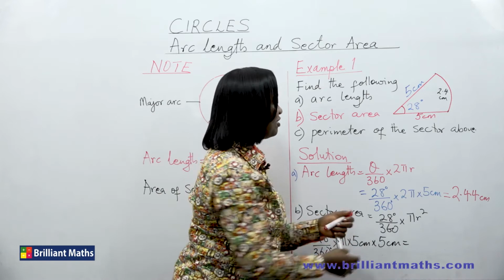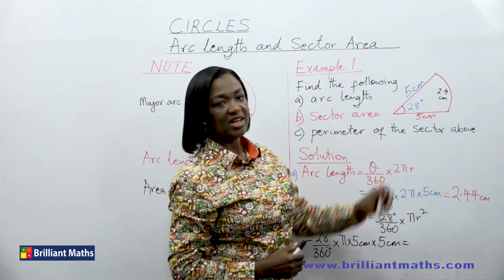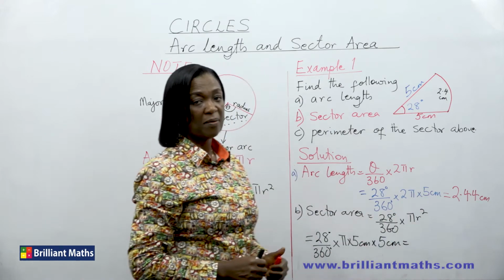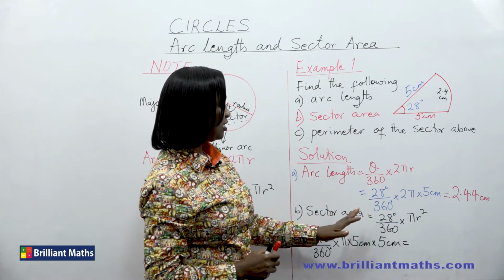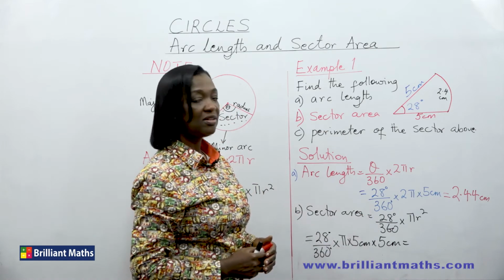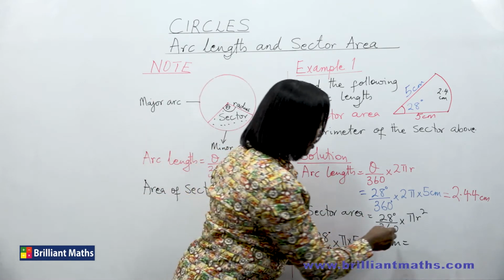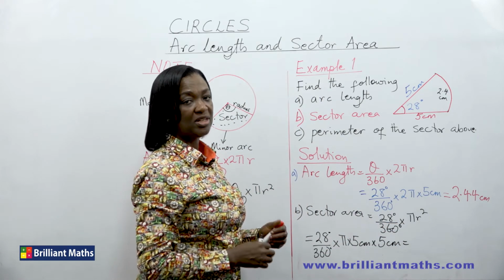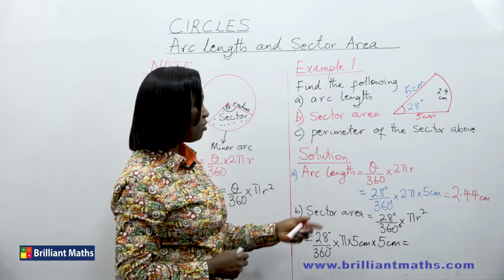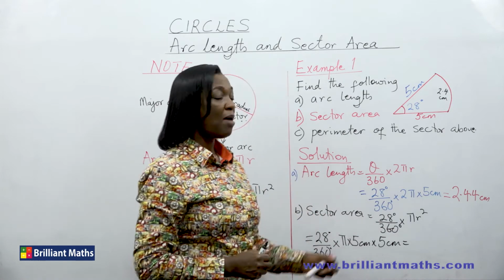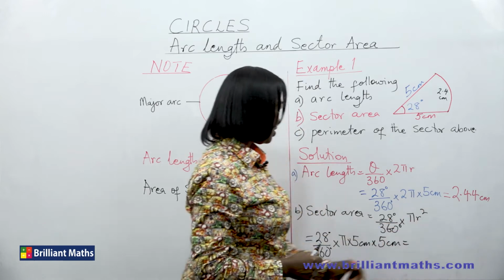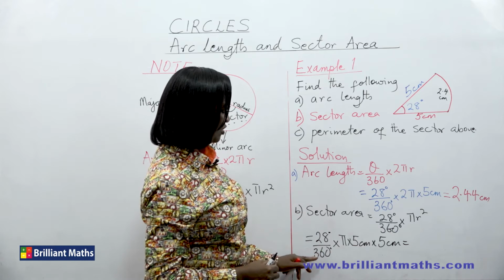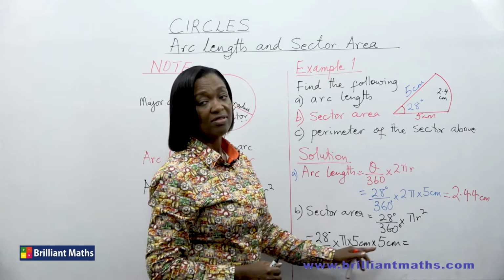So the area of the sector is theta, 28, over 360 times pi r squared. Put that in your calculator. Theta is 28 degrees, divided by 360 degrees. I hope you are putting it in your calculator. Then multiply by pi, and multiply by radius squared. Our radius is 5. So it's 28 degrees over 360 times pi times 5 times 5.